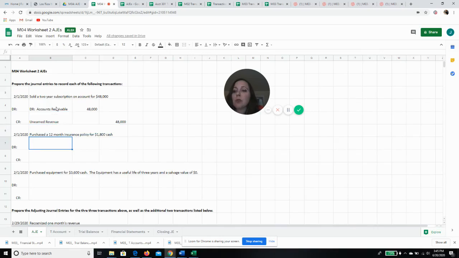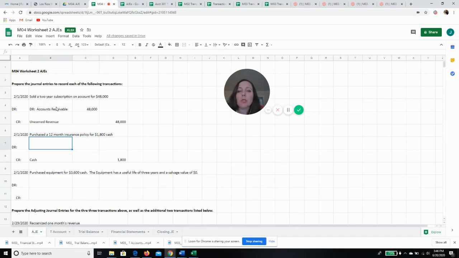Our next transaction is we purchased a 12-month insurance policy, and we purchased it for cash. So we know we're going to have a credit of cash for $1,800. What's our debit?